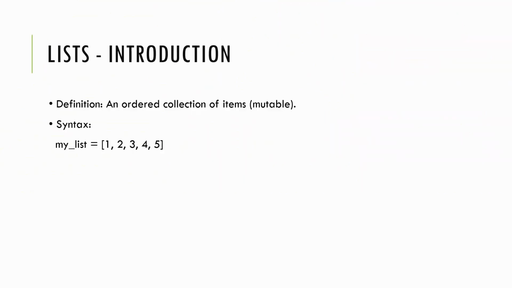First up, we have lists. A list in Python is an ordered collection of items. Lists are mutable, meaning you can change their content. For example, we can create a list like this. Lists are great for storing data that you need to access and modify regularly.